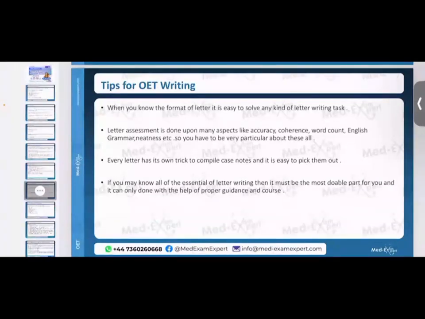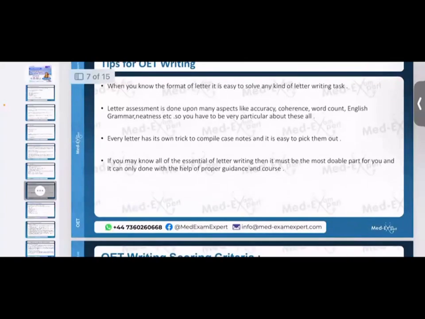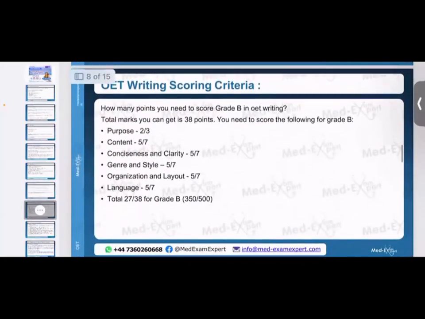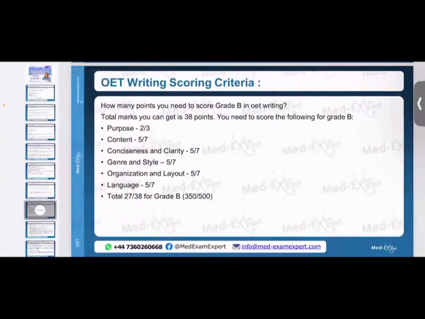Every letter has its own trick to compile case notes, and it is easy to pick them out. If you know all the essentials of letter writing, then it must be the most doable part for you, and it can only be done with the help of proper guidance and a course, definitely. Just for ease of understanding, I'm going to show you the OET writing scoring criteria: how many points you need to score grade B in OET letter writing.